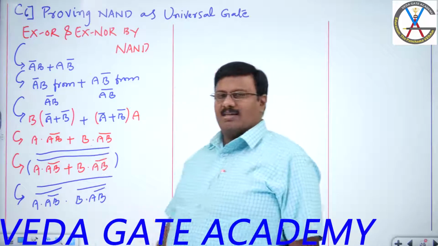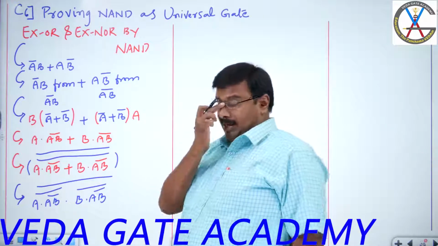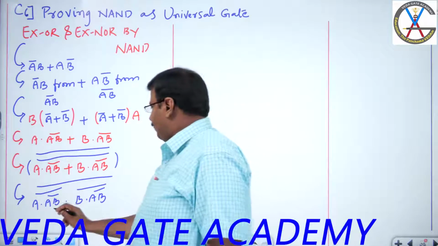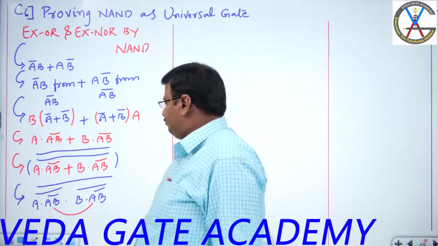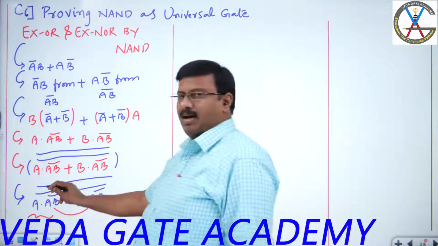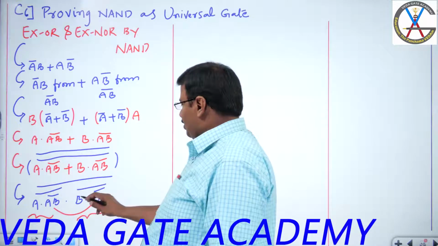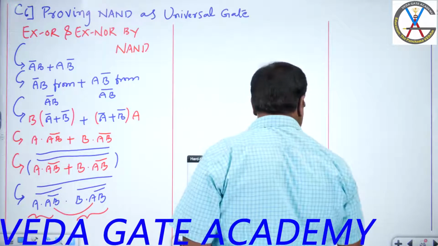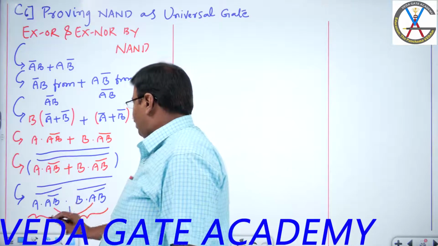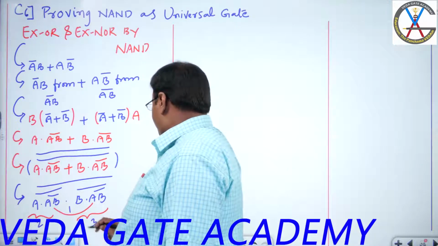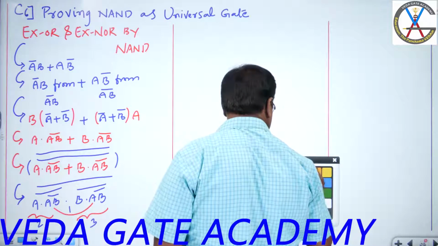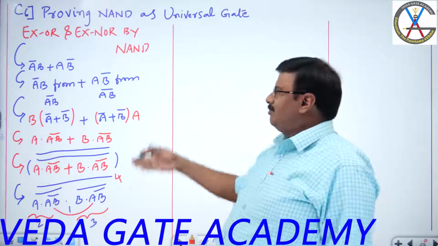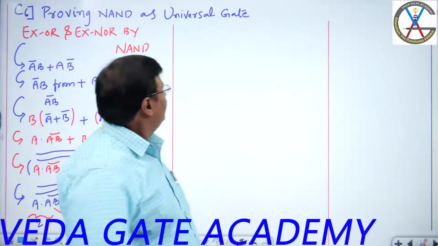Now here all are NAND gates. And guess how many NANDs are there? How many NANDs are there in this? Yeah, let's just calculate. Here is one. A into AB bar 2. B into AB bar 3. And the upper one 4. The number of NANDs involved here are 1, 2, 3 and fourth one. This is 4. So using 4 NAND gates I can develop this equation. So let me draw the circuit.